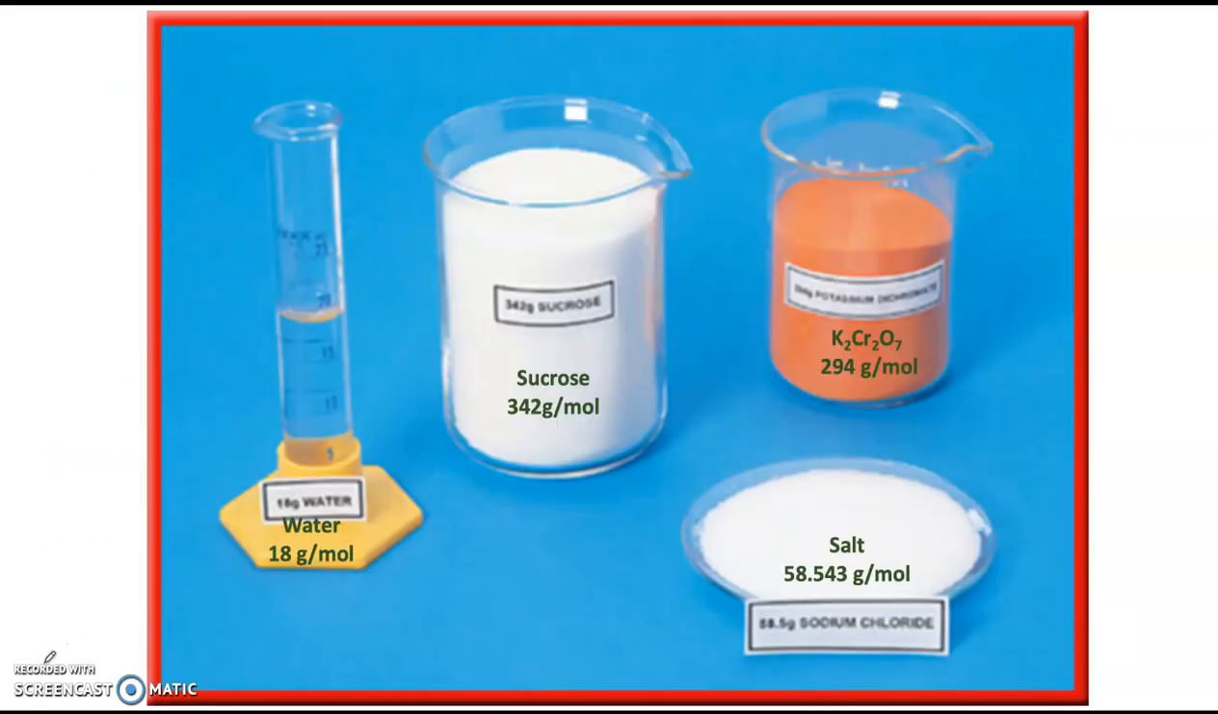So here's an example of 4 different compounds. You've got water, sucrose, potassium dichromate, and salt. This is the molar mass of each of these substances. So you see 1 mole here. Now you'll notice they each have different masses. They take up different amounts of space, but what's the same about all 4 of these samples is there's 6.02 times 10 to the 23rd molecules or formula units of each of these compounds. So different masses, but there's the same number of them. There's 1 mole of each. So think 1 mole of each substance.